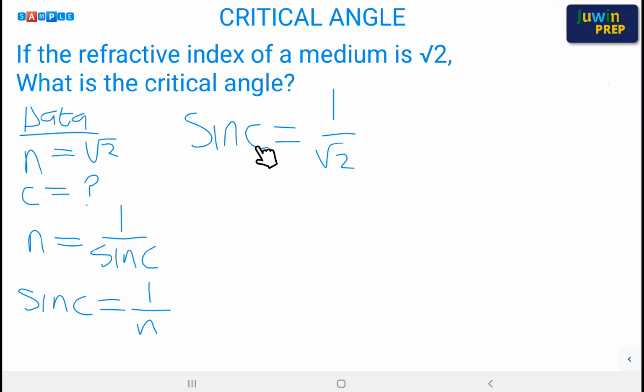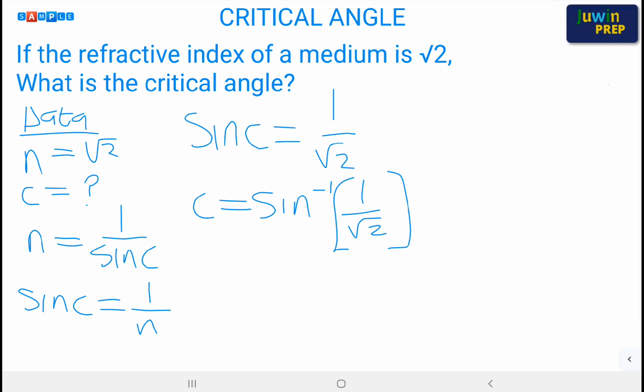Next thing, we need to make c stand alone by carrying the sine to the other side of the equal to sign, and whenever the sine crosses the equal to sign, it becomes sine inverse, and this is how you write sine inverse. You have c equals sine minus 1. Sine raised to power minus 1 is how you write sine inverse. So it becomes, open bracket, 1 over root 2, close bracket.